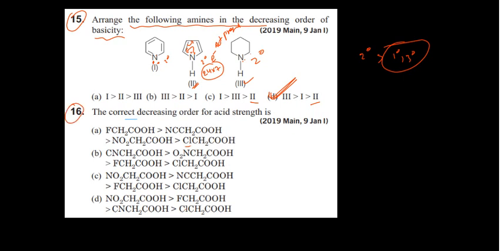Next, question number 16. The correct decreasing order for acidic strength. Acidic strength is directly proportional to minus mesomeric and minus inductive groups. Here which groups are there? Fluorine is there, cyanide is there, NO2 group is there, chlorine is there. Maximum, the NO2 group increases the acidic strength. NO2 should be more, which means C and D. Next, cyanide, fluorine, chlorine. Between fluorine and chlorine, obviously fluorine is higher.